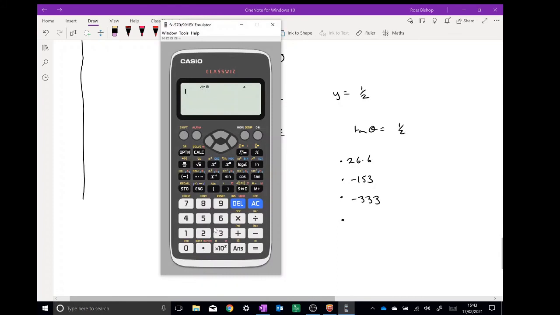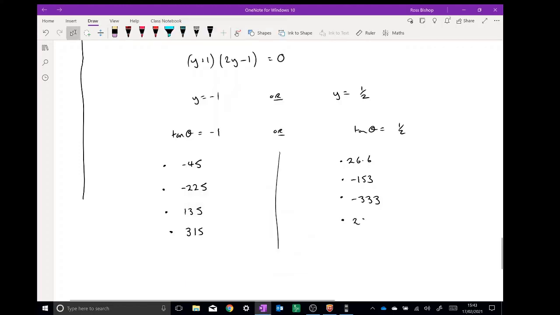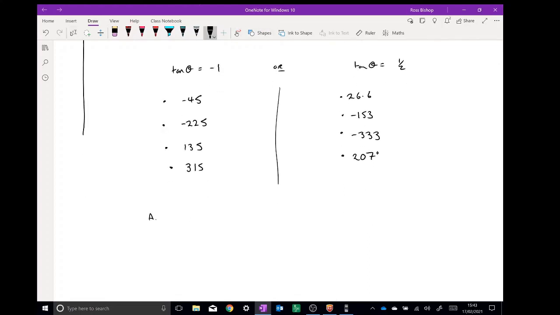So if I do 26.6, add 180, I get 207. So to three significant figures, 207. If I add 180 again, well, that's going to be bigger than 360. So I'm going to stop there. I've actually got 8 answers here. So my answers to this question, I've got minus 45, minus 225, 135, 315. I've got 26.6, minus 153, minus 333 and 207, and all of these will work in your calculator if you type them in.